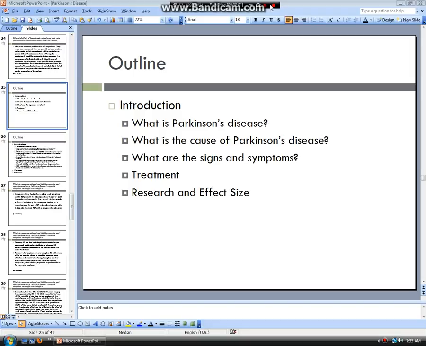Welcome back to part 3 of pharmacotherapy of Parkinson's disease. So far, we'll go back to the outline. So far we've done what is Parkinson's disease, what is the cause of Parkinson's disease, what are the signs and symptoms, as well as we've gone over some simple treatments and the research and effect size.